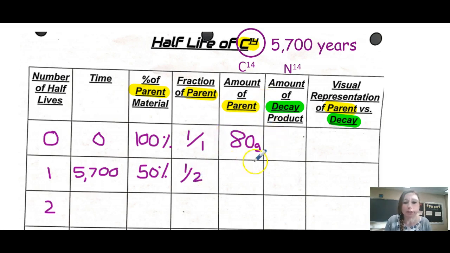Now, if we started at 100% of the carbon-14 only weighed 80 grams, and we only have half of the carbon-14 left, well, that 80 is getting divided by 2, so we have 40 grams left.